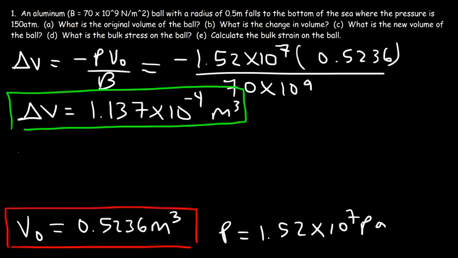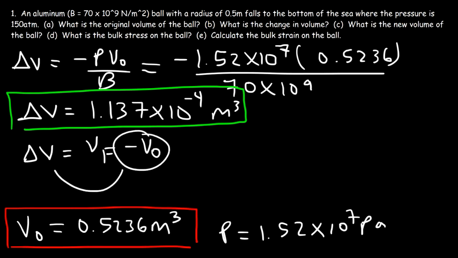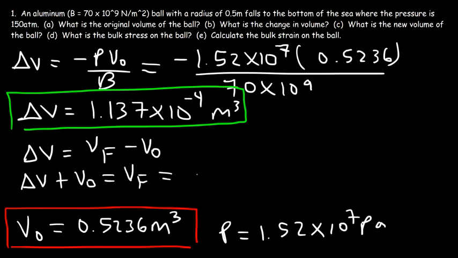So the new volume is not going to be very much different from the old volume. We know that delta V is equal to V final minus V initial. So if we move this to the other side, we can get the final volume. So the change in volume plus the initial volume is equal to the final volume, which is going to be 0.5236, that's the initial volume, plus the change, which is 0.000137.